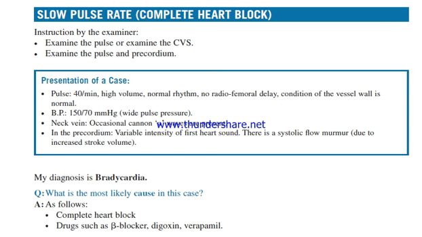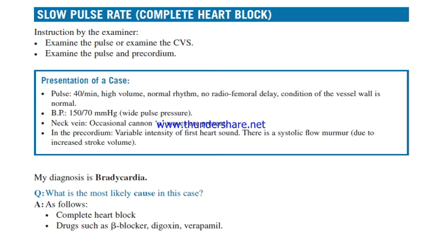High volume, normal rhythm, no radiofemoral delay. Condition of the vessel wall is normal. Blood pressure is 150 over 70 millimeter mercury, that is wide pulse pressure. Neck pain: occasionally cannon waves are present. In the precordium, variable intensity of first heart sound. There is a systolic flow murmur due to increased stroke volume.